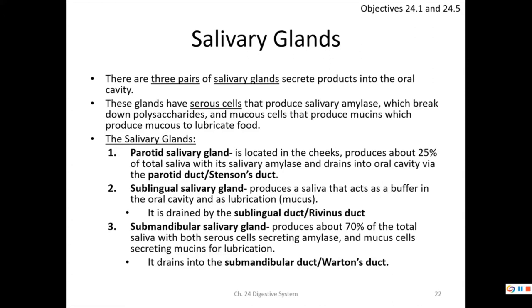Now, the sublinguals also produce saliva, but most of it is a buffer. Basically, it produces a material we're going to talk about called bicarbonate. It also makes mucus, and it drains into the oral cavity by the sublingual duct, also called the Rivinus duct. But most of the saliva, 70%, is submandibular, which makes amylase and mucus. It is by far the most mixed. It has the serous cells making amylase secretion and mucus for lubrication, and it goes through the submandibular ducts.